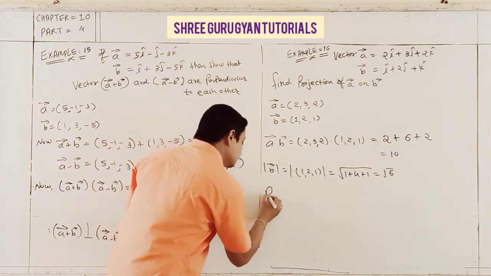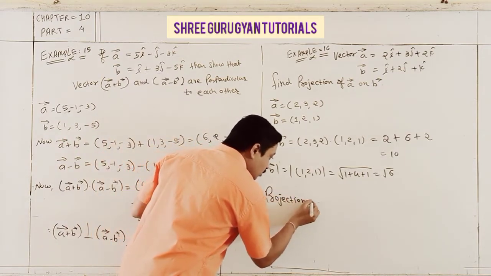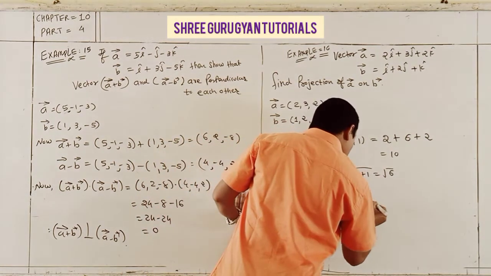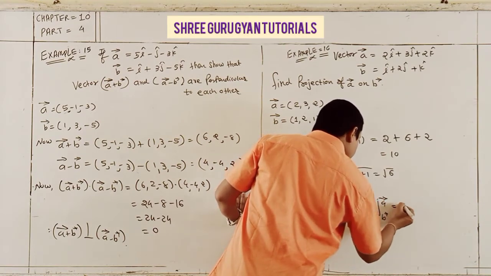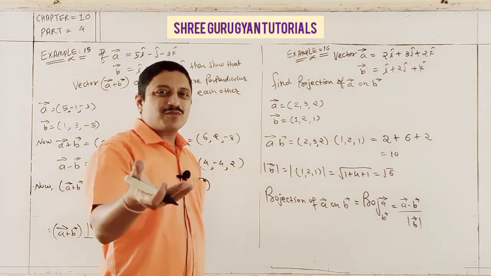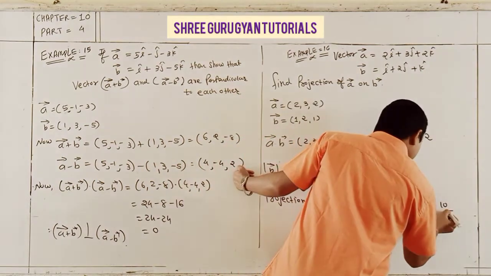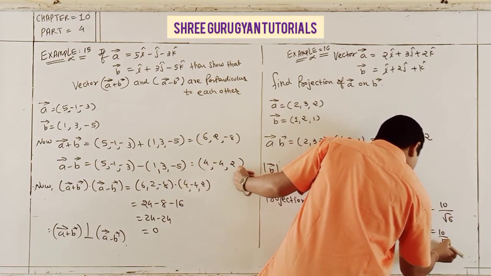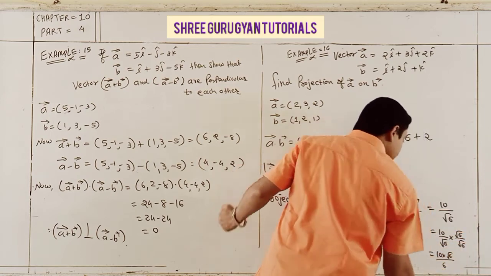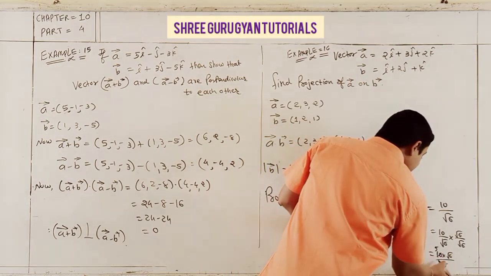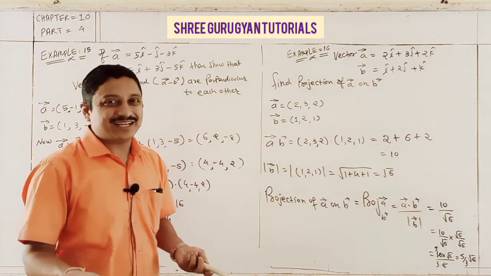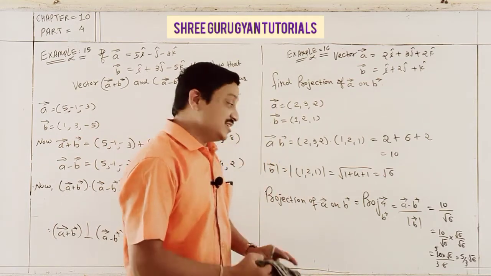So the projection of A on B is called proj, A on B, equal to A dot B by magnitude of B. Simple formula to apply, and A dot B I have 10, and that is over root 6. We can write root 6 up and root 6 down, divided by 6, and that is your answer, students. 5 by 3 root 6. That's your answer, students. It's very easy, projections.